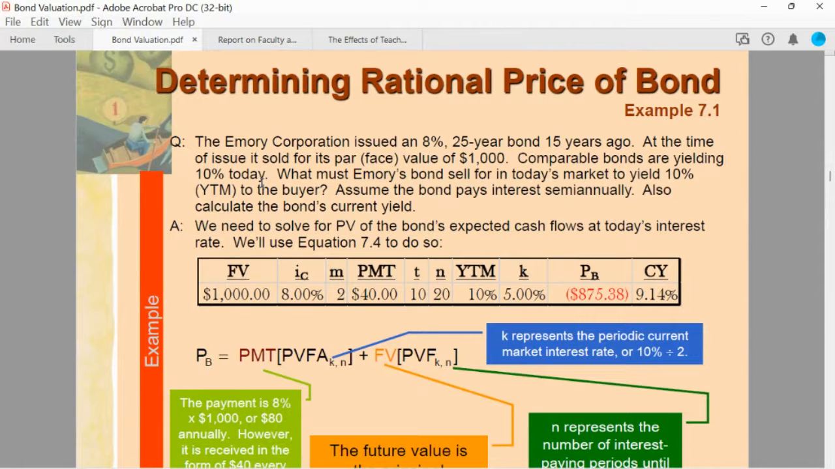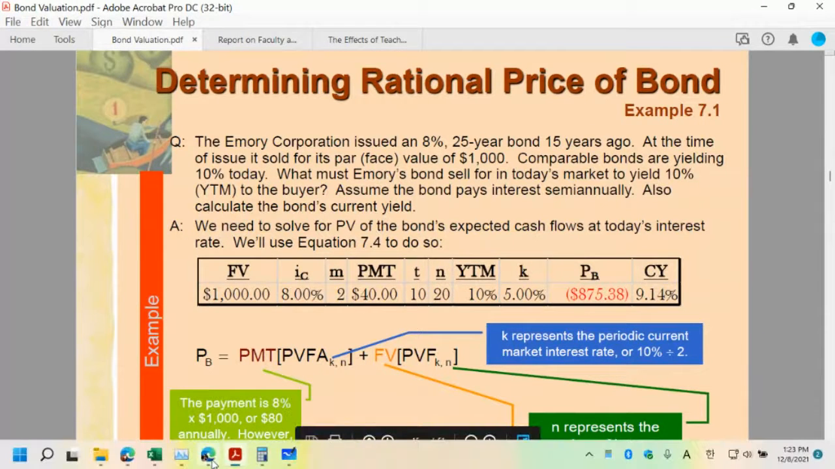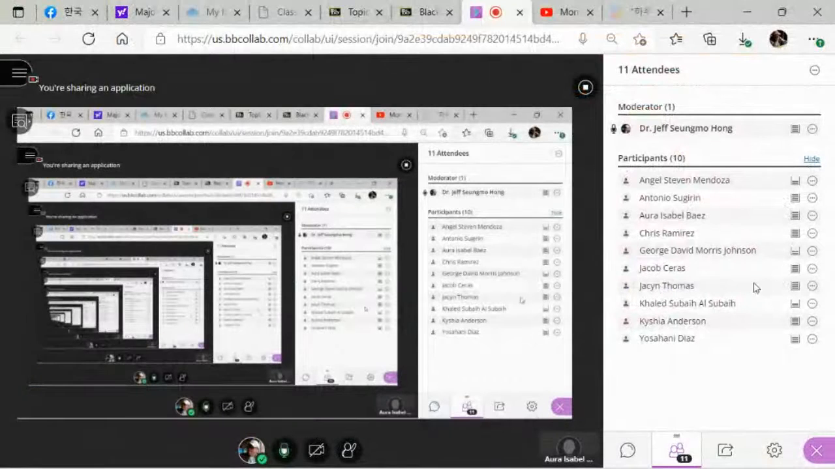Then you can already tell, will this be a discount bond or premium bond? You can already tell that from here. Will it be a premium bond or discount bond? Anyone? Anybody? Angel? Aura? Yeah, you can go ahead, Aura.